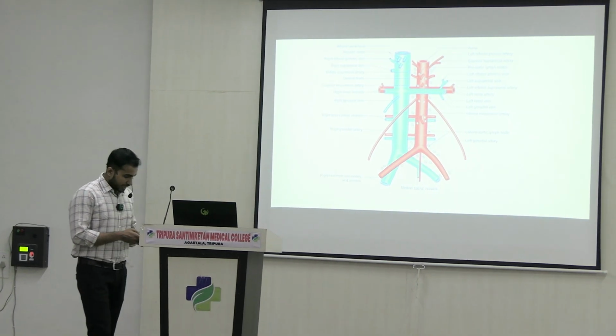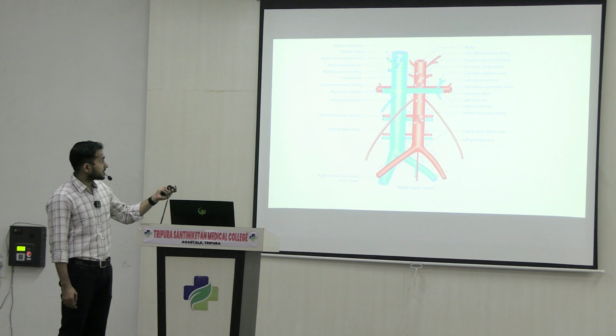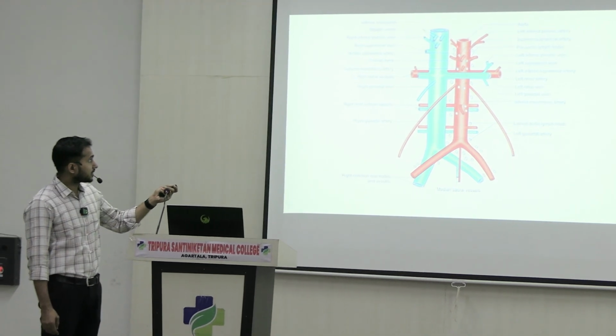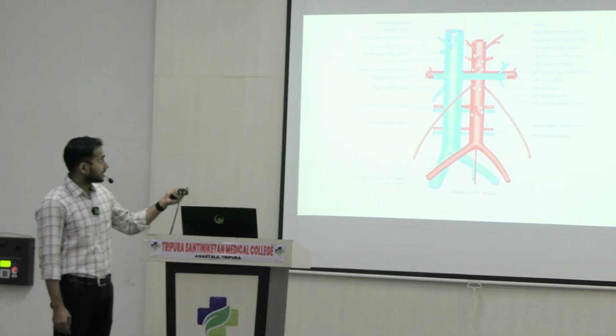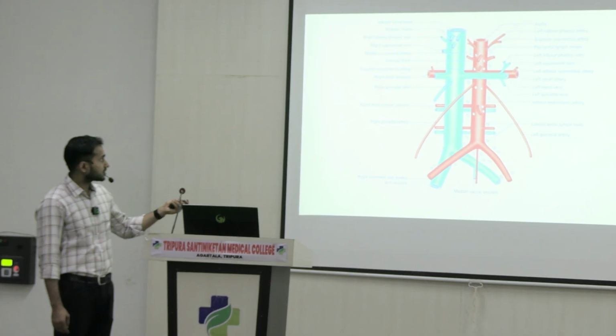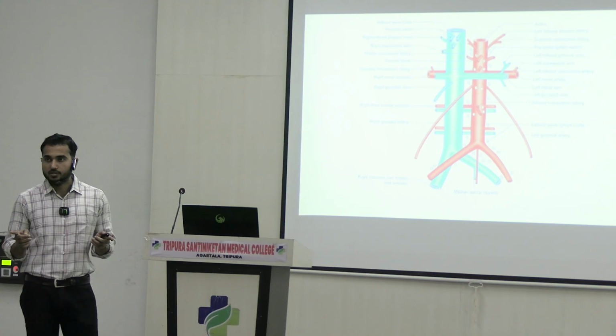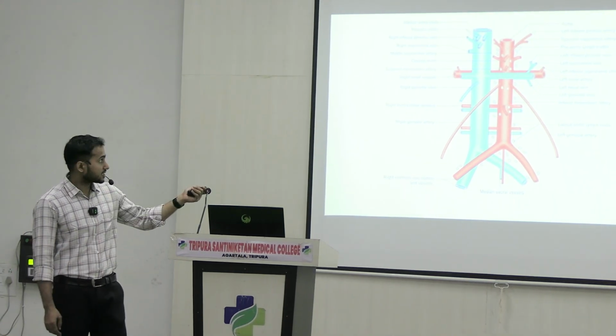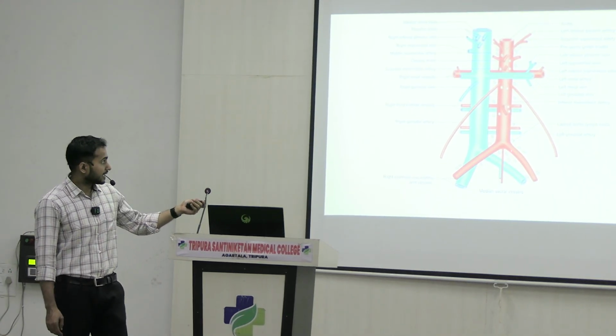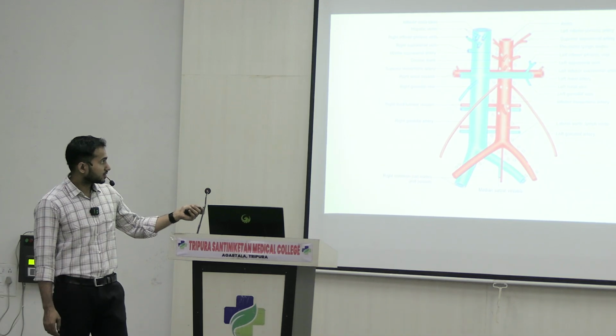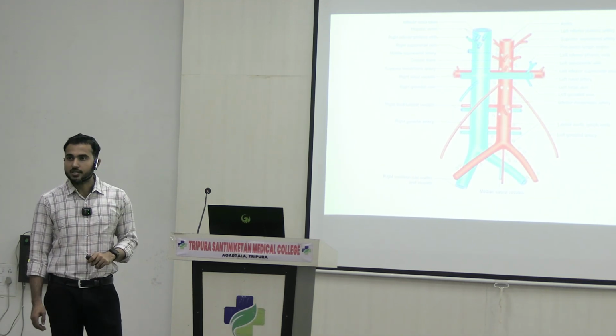Now here you can see the diagram. In this diagram, these are the ventral branches. Then these are the lateral branches. The lateral branches are mostly paired, present on both sides, as you can see in the diagram. And then these are the terminal branches, the common iliac arteries.